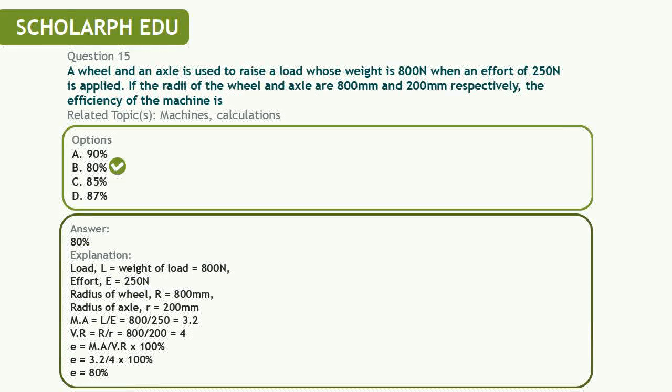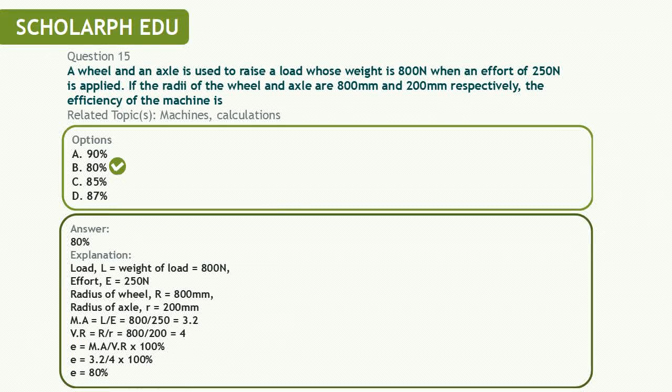The efficiency of a machine is given as the mechanical advantage over the velocity ratio times 100%. Now the mechanical advantage is equal to the load over effort, and from this question here, the load is the weight of the load, that's 800 Newton divided by the effort, which is 250 Newton here. So you have the mechanical advantage here to be equal to 3.2.